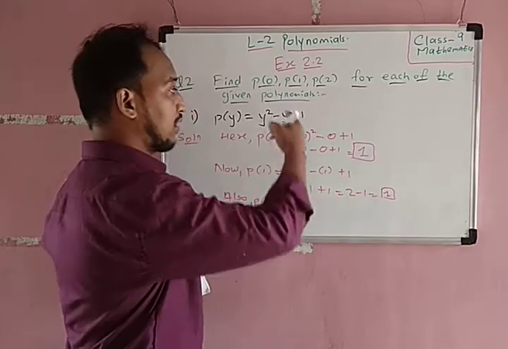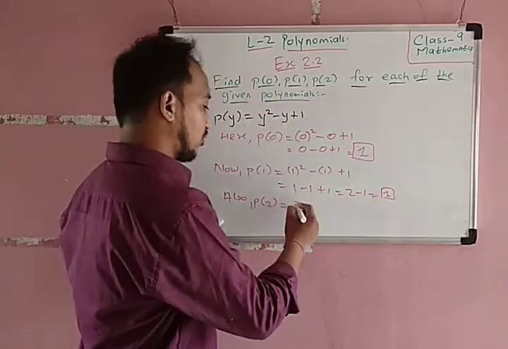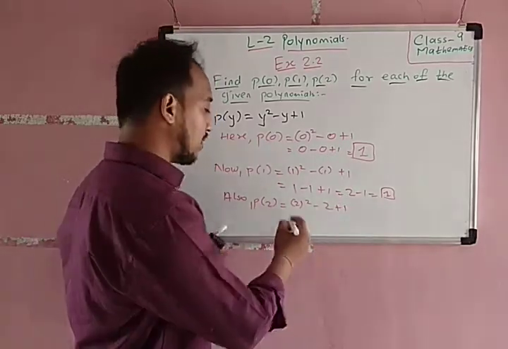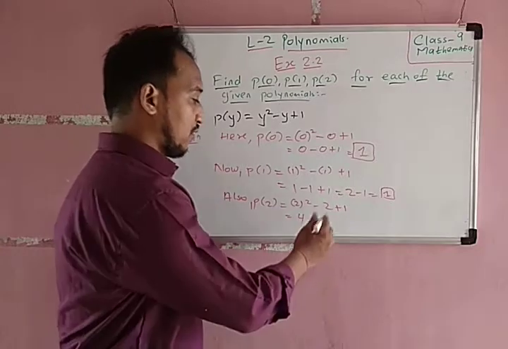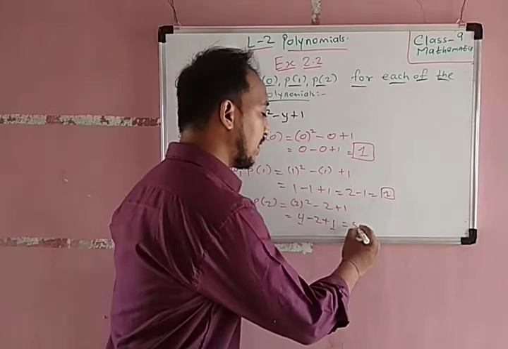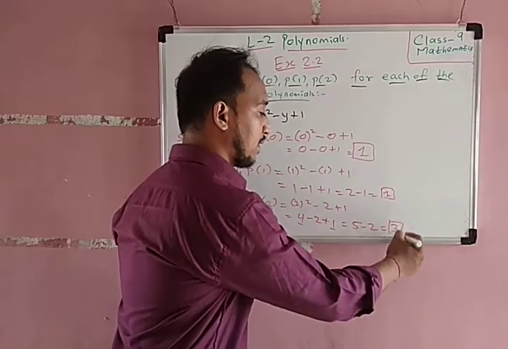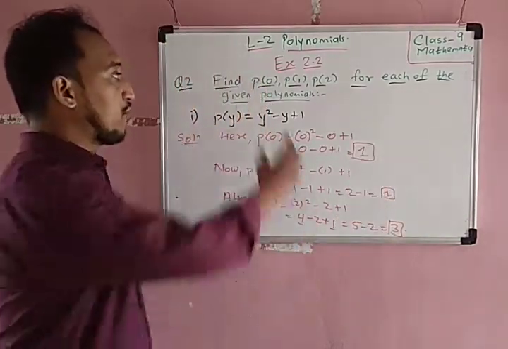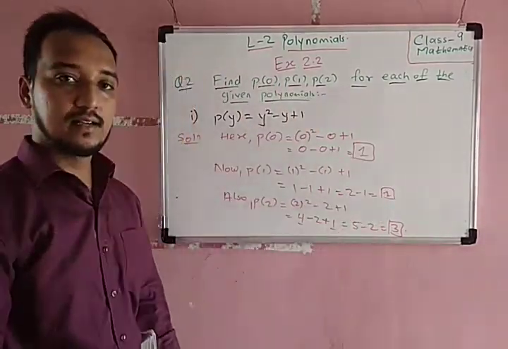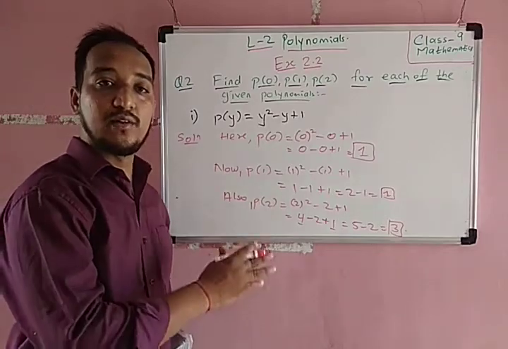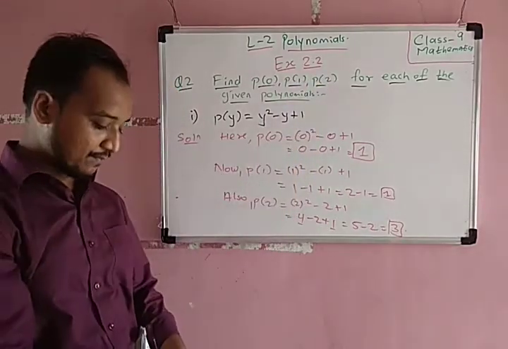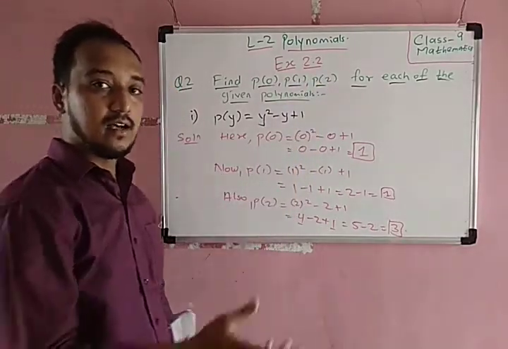And last for p of 2. p of 2 equals, in place of y we have to put 2. So 2 square minus 2 plus 1. First do the square of this number. 2 square is 4. 4 minus 2 plus 1. First we will add this number: 4 plus 1 that is 5. So 5 minus 2 is 3. So we will get p of 0 as 1, p of 1 as also 1 and p of 2 as 3. Clear? This is nothing but finding the value of the polynomial for points 0, 1 and 2, as we have done already in the previous video.